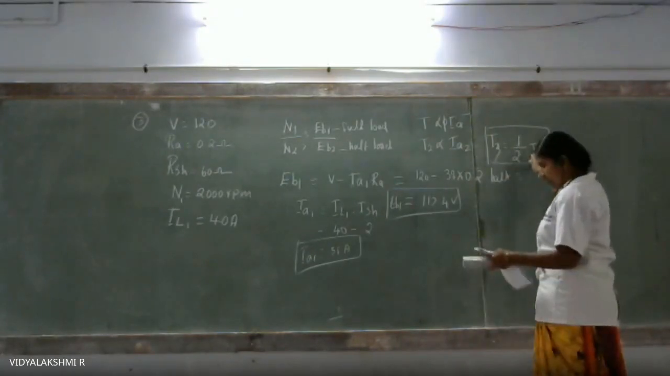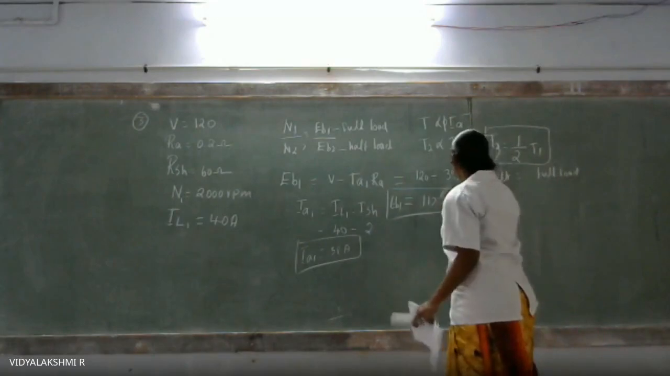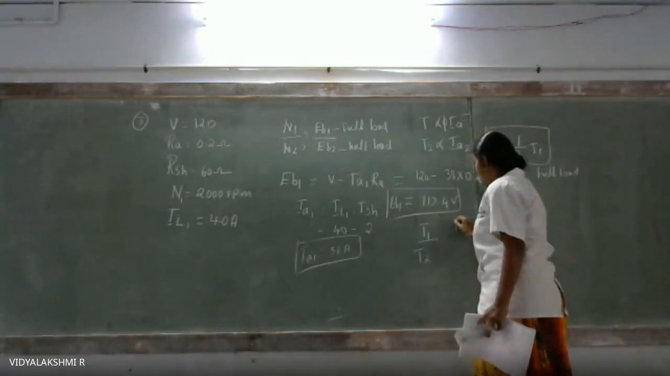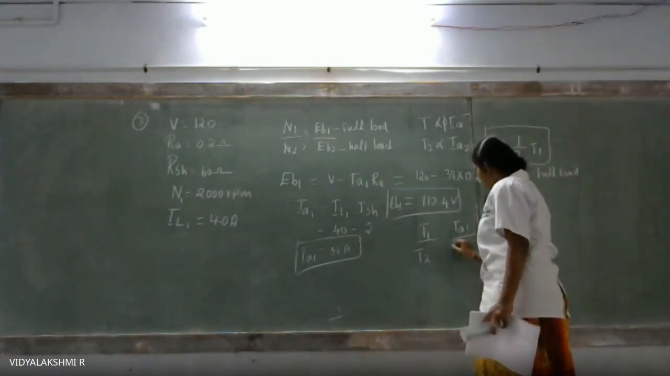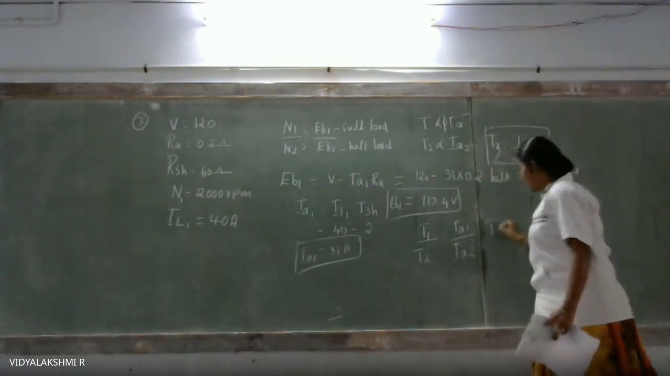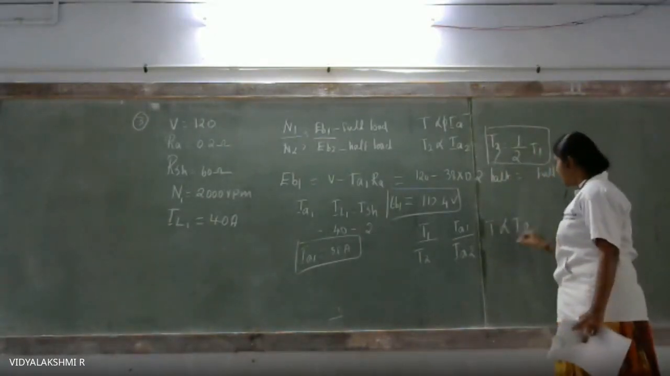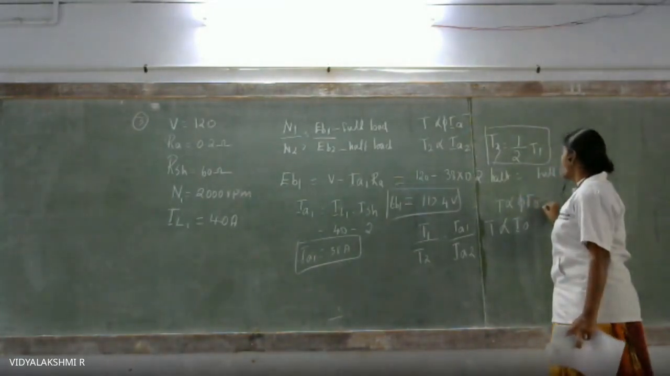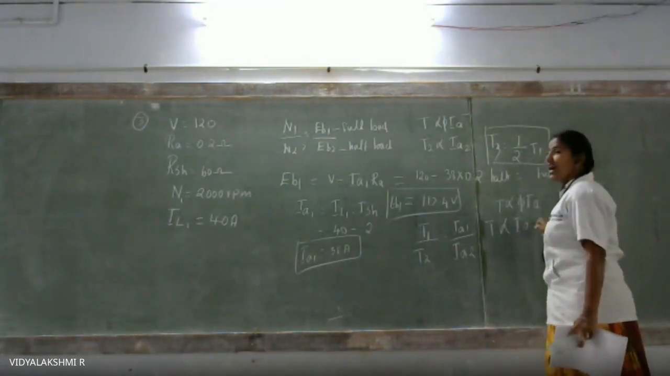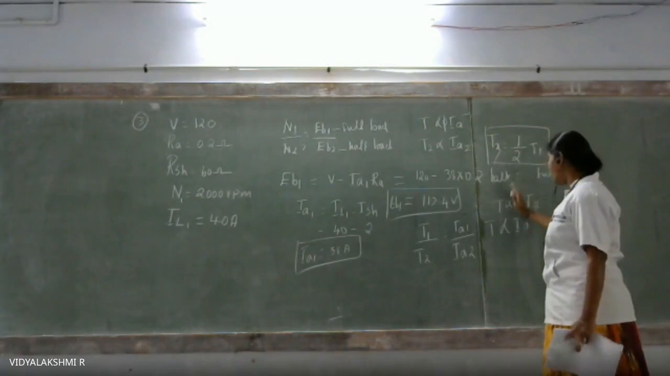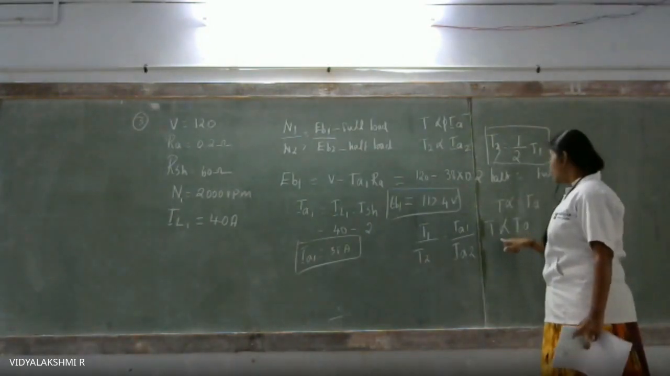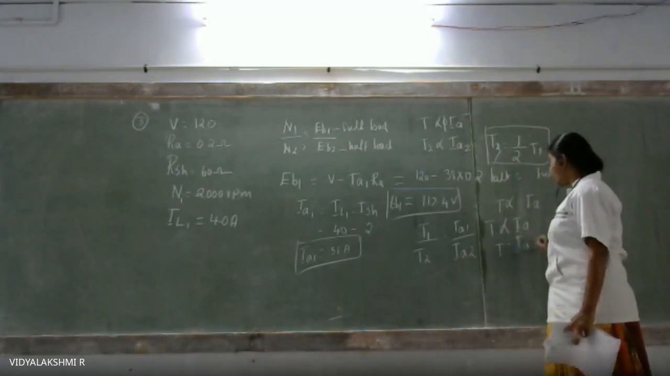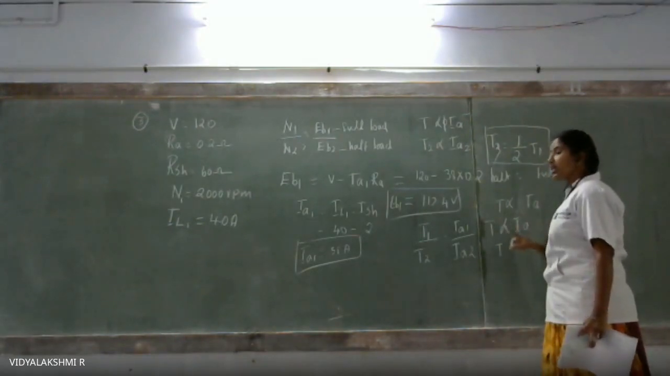So 1/2 of T1. So we know that now I am going to substitute T1 by T2 is equal to IA1 by IA2. We know that the formula T is directly proportional to IA, and then the main formula is T is equal to phi into IA. They told to find out the IA value, so I can omit the phi value. So I can write it as T is directly proportional to IA, in terms of T is equal to IA. So I'm going to find out my IA1 and IA2.